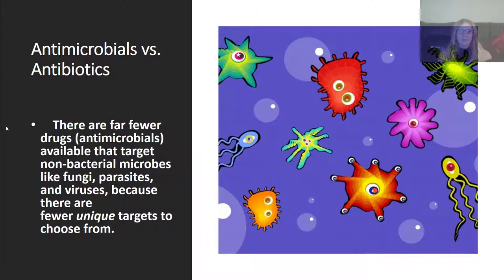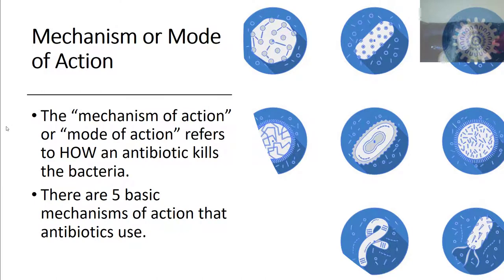Fungi, protozoa, well, they're eukaryotic cells, and so are we. So really difficult to find a unique target. So that's why we have so many antibiotics, but far less drugs available for antifungal medications and antiparasitic medications and so on and so forth. Okay. All right.